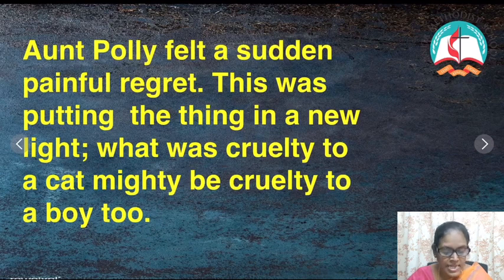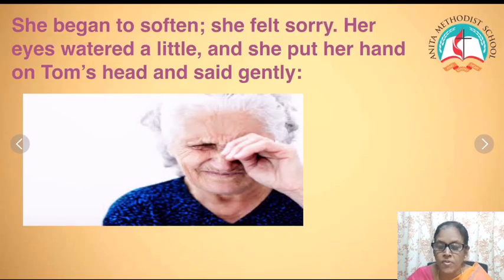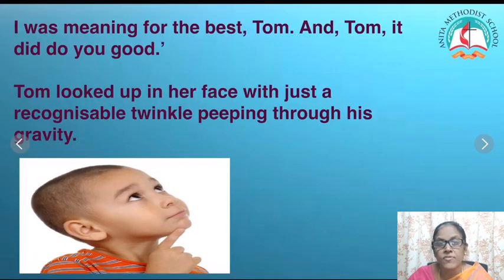And Polly suddenly realizes that if the cat would feel so miserable after taking a small sip of the medicine, how the boy must be feeling. Then she began to soften. She felt sorry. Her eyes watered a little, and she put her hand on Tom's head and said gently, "I was meaning for the best, Tom, and it did do you good."